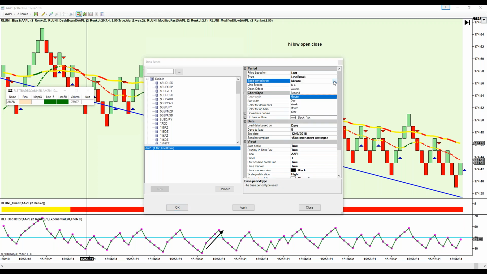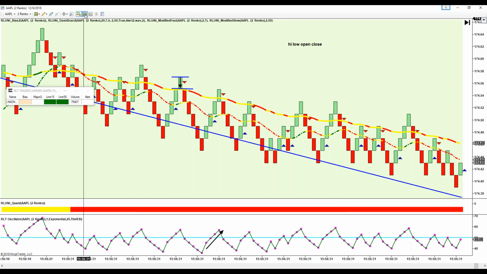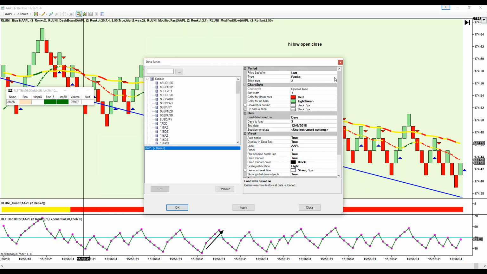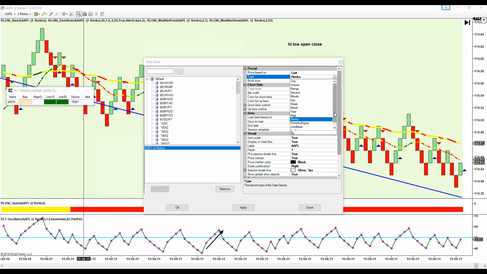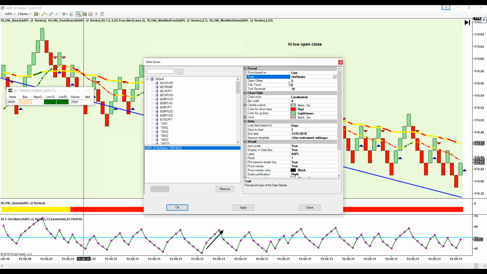Whoops. Let me change that before it. I can't. Hold on one second. Let the minute hit. Oh, nothing's happening. Hold on one second here. Let me close it. Go back. Go to Renko. And the input is 10.